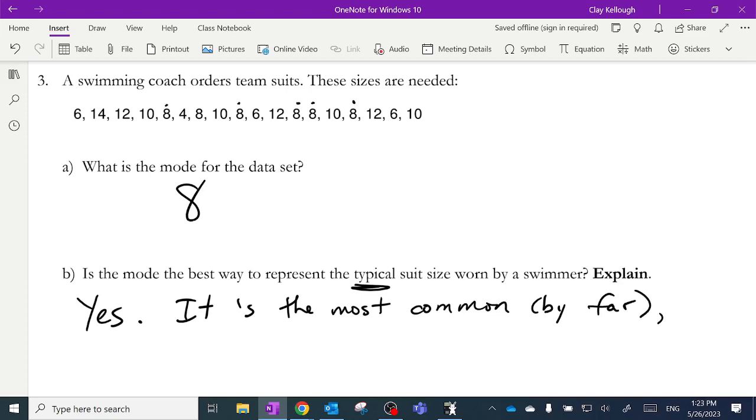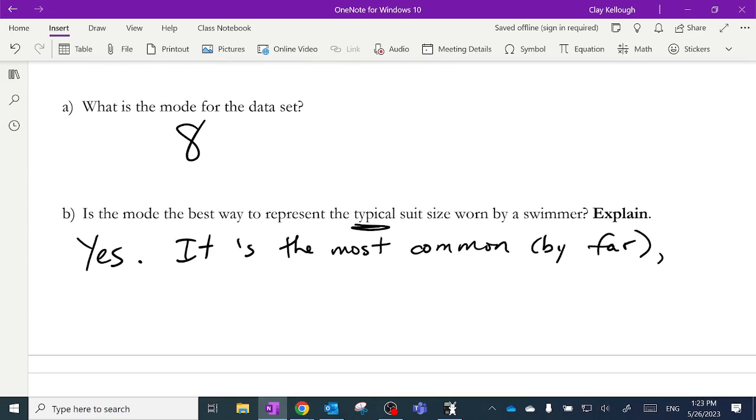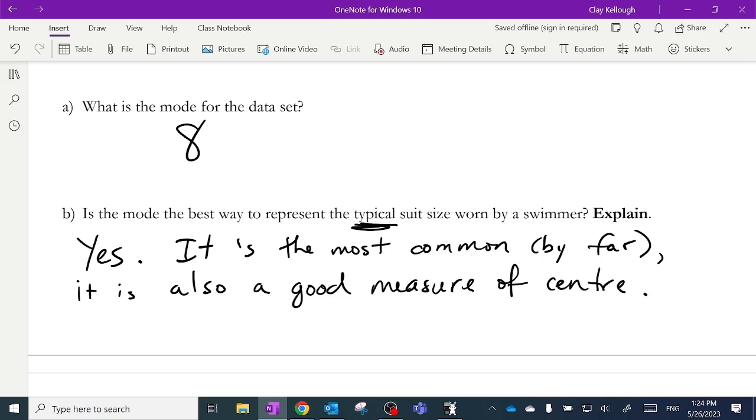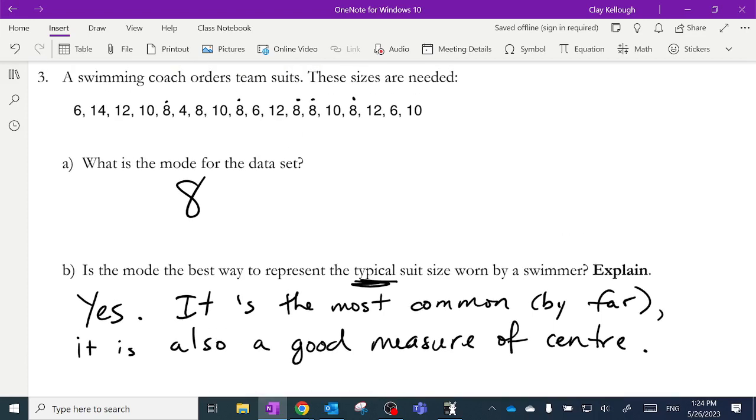And I did this with the morning class because we were just killing some time. If you actually did add this up and find the median and the mean, 8's not very far from either of those numbers. So it wouldn't be a bad average either. So not only is it typical, it is also a good measure of center. Mode isn't always a good measure of central tendency, but in this case some of the data is a little bit bigger, some of the data is a little bit smaller. It's pretty good. So mode would make a good average here.